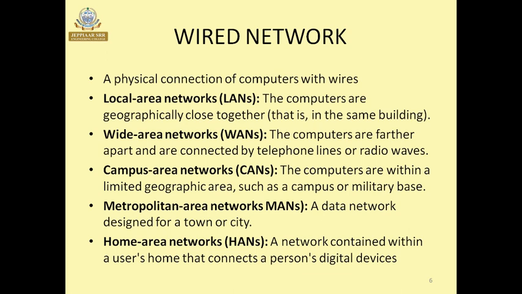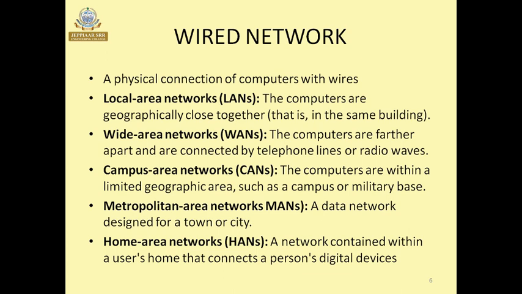because it is a town or city. Chennai is a metropolitan city, so a separate network is designed for Chennai, and a separate network is designed for Tamil Nadu. Such networks designed for a city like Chennai are called metropolitan area networks.